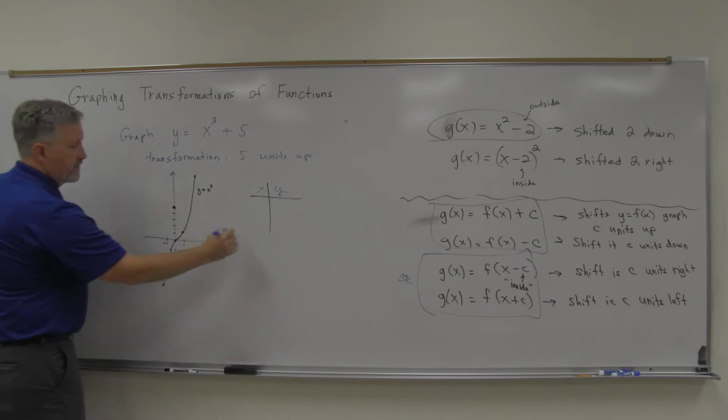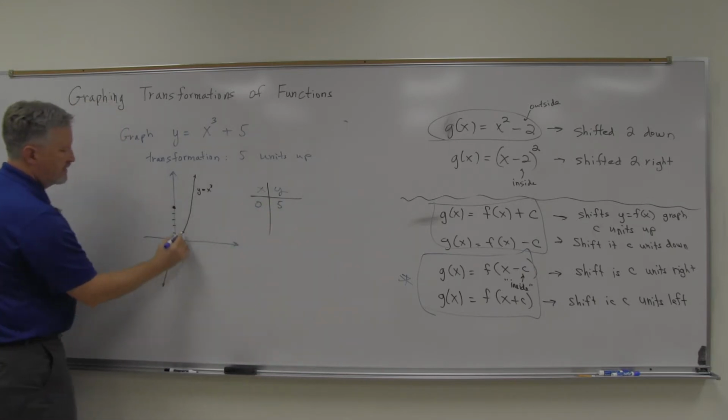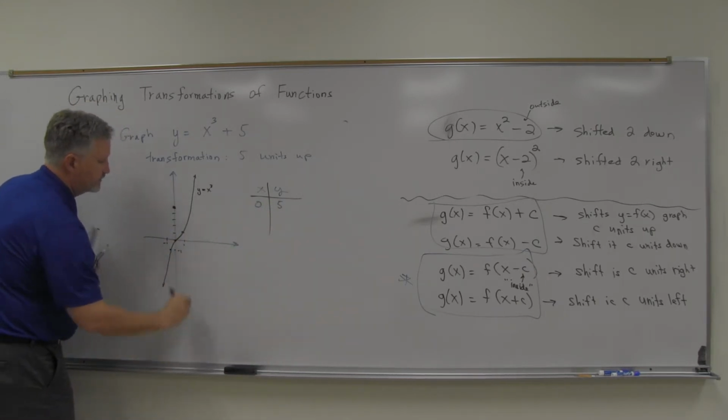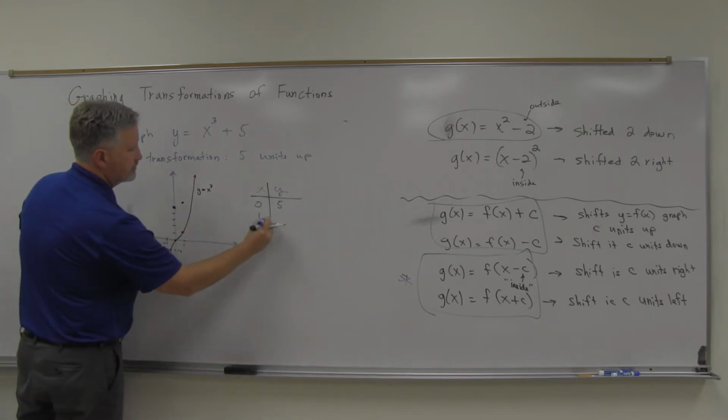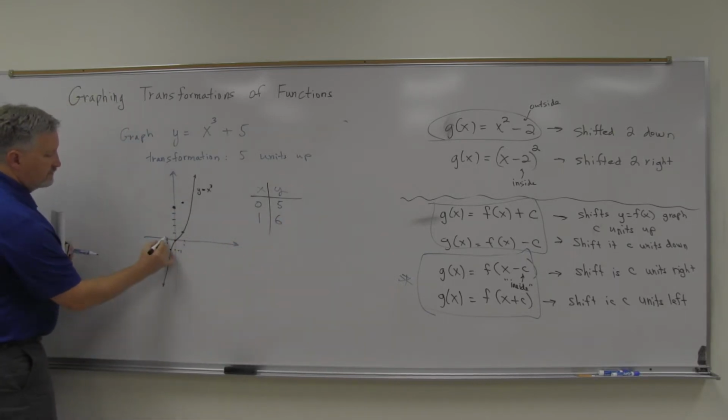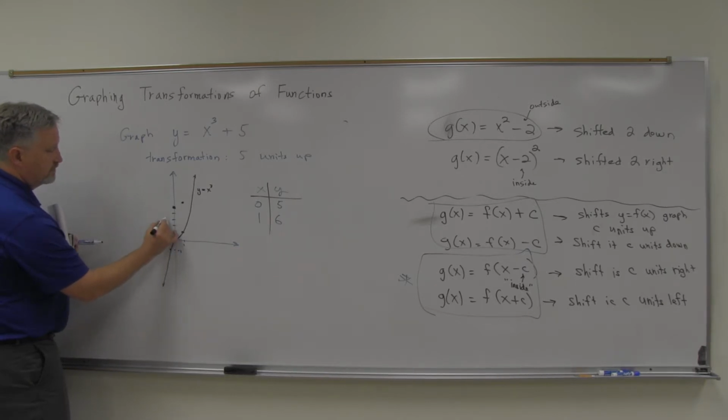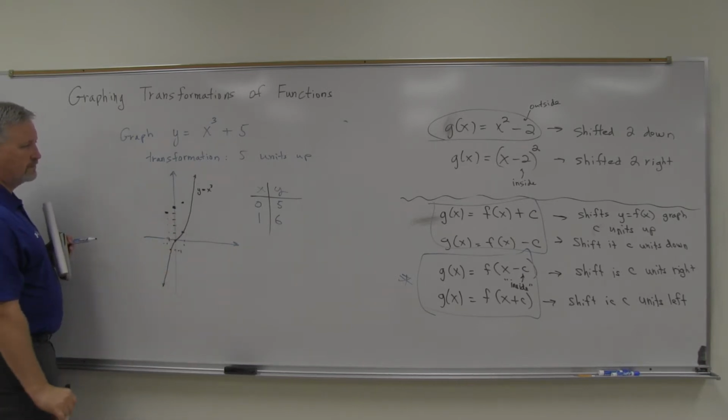So now I've got a 0, and if I go 5 units up here, that's going to put it at 5. The 1, 1 point is now at 1, 6, and then the -1, -1 point, if I go up 5, 1, 2, 3, 4, 5, that would be at 4.